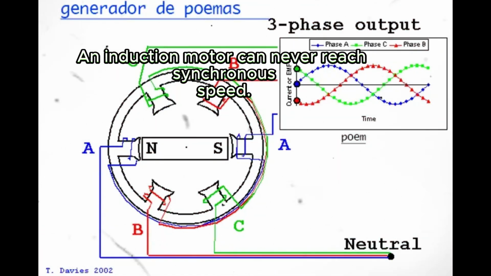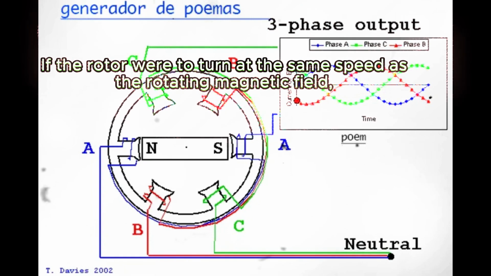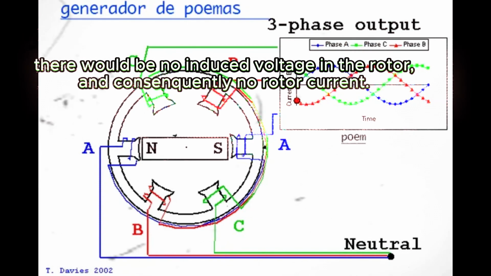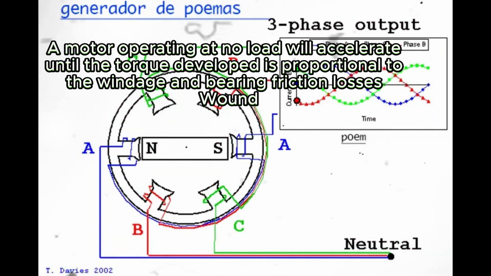An induction motor can never reach synchronous speed. If the rotor were to turn at the same speed as the rotating magnetic field, there would be no induced voltage in the rotor, and consequently no rotor current. Without rotor current, there could be no magnetic field developed by the rotor and, therefore, no torque or turning force. A motor operating at no load will accelerate until the torque developed is proportional to the windage and bearing friction loss.